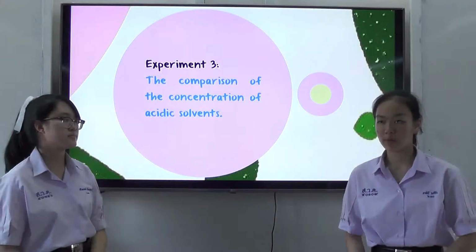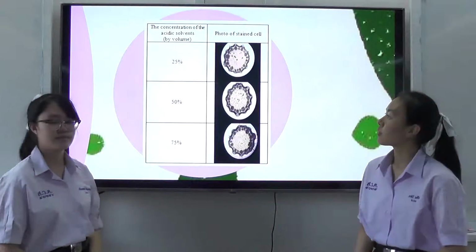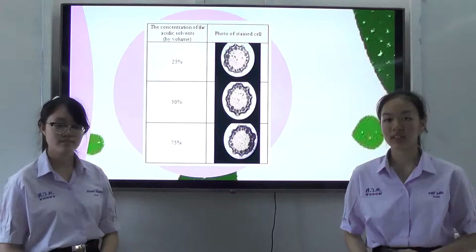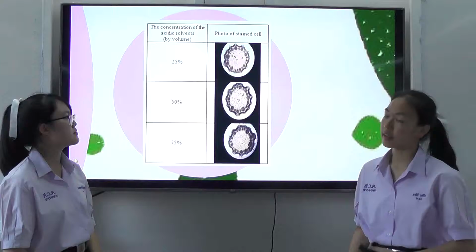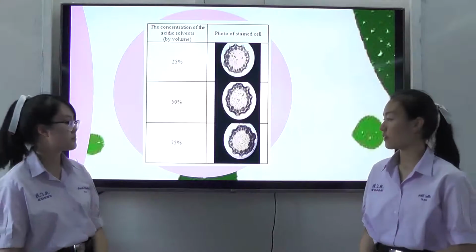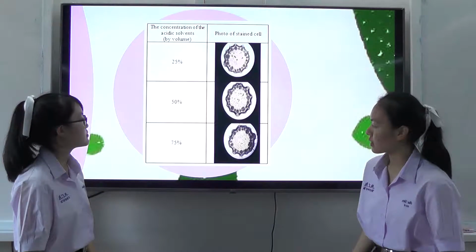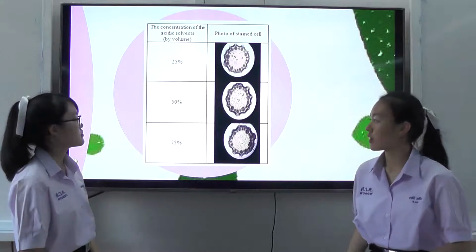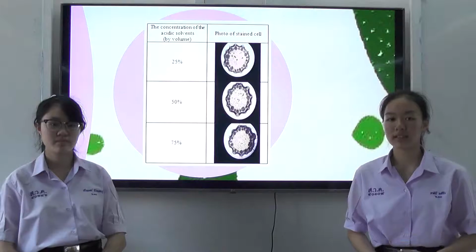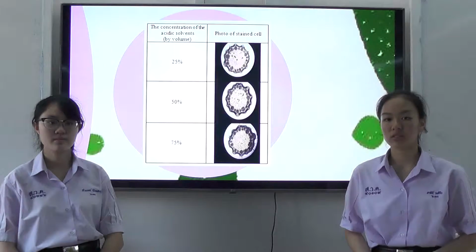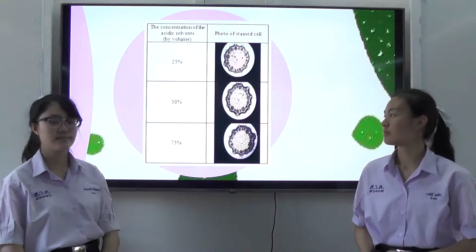From the last experiment, with the 25% concentration by volume of the acidic solvent, it gives out a quite unclear result, and for the 75% concentration, the outcome was quite too dark. Therefore, 50% concentration of the acidic solvent is selected to be the most suitable concentration to stain the cells.